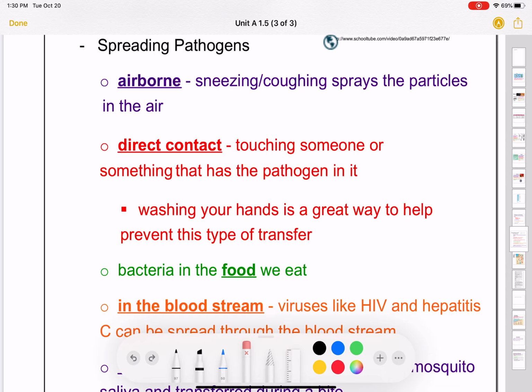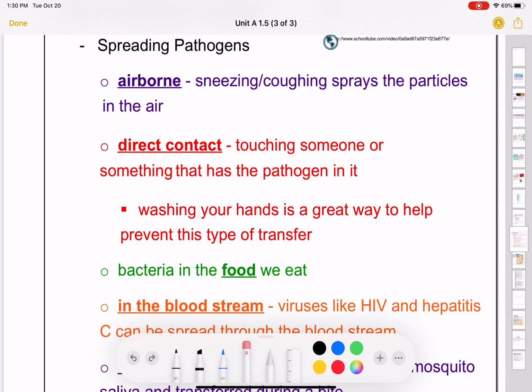We have direct contact, so it's touching someone or something that has a pathogen on it. But washing your hands is a great way to prevent this type of transfer because you're going to wash it away before you get it into any of those places like your eyes, nose, or mouth where the pathogen can actually start to take effect.